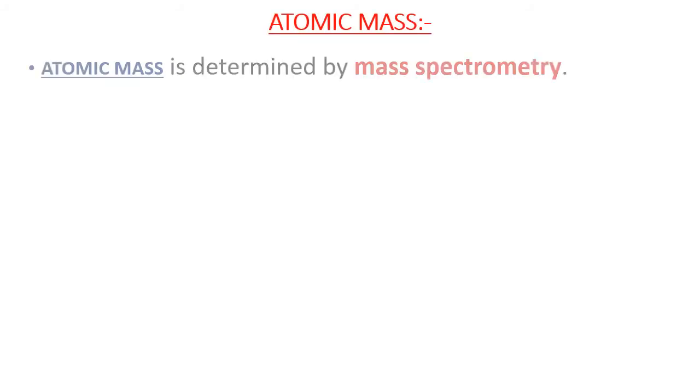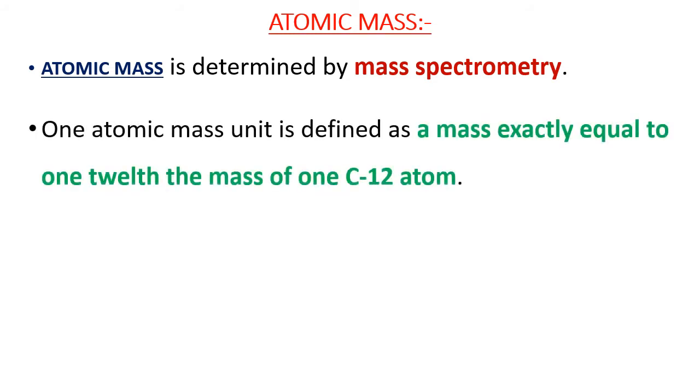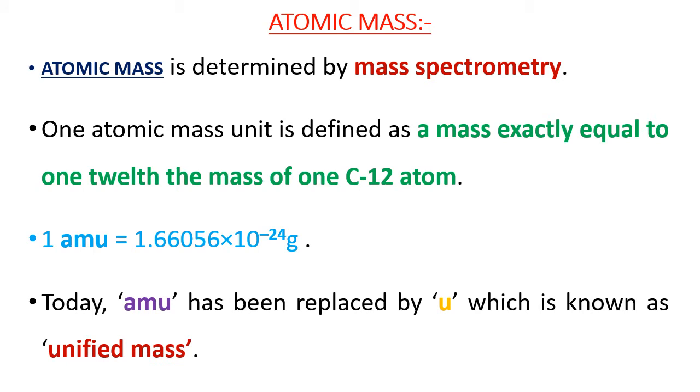Let us discuss atomic mass. Atomic mass is determined by a method called mass spectrometry. One atomic mass unit is defined as a mass exactly equal to 1/12 the mass of one carbon-12 atom. 1 AMU, that is atomic mass unit, is equal to 1.66056 × 10^-24 gram. Today, AMU has been replaced by u, which is known as unified mass.